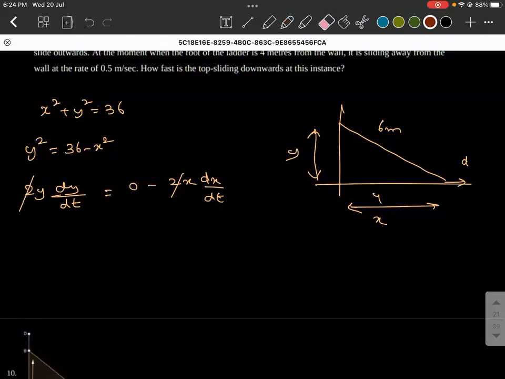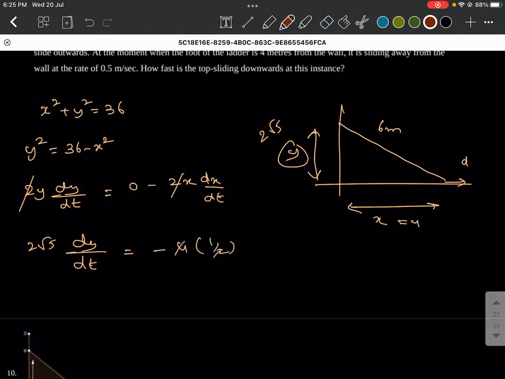When x is equal to 4, what will be the value of y? Root of 36 minus 16, root 20, which is 2 root 5. So y is 2 root 5 into dy by dt, which is what you need to find, is equal to minus x, which is 4, into dx by dt, which is half. It gets cancelled. So dy by dt will be equal to minus 1 divided by root 5 meter per second. Why is it negative?